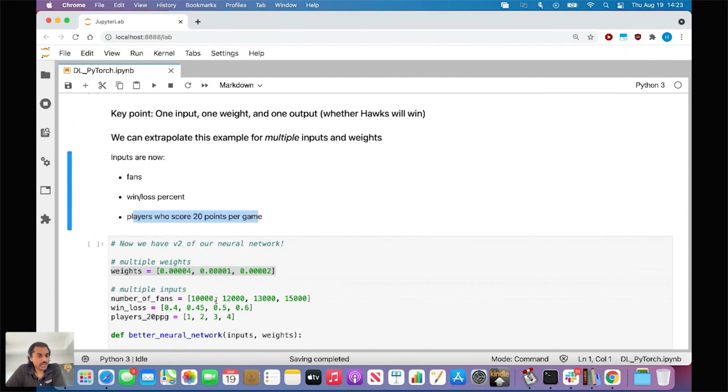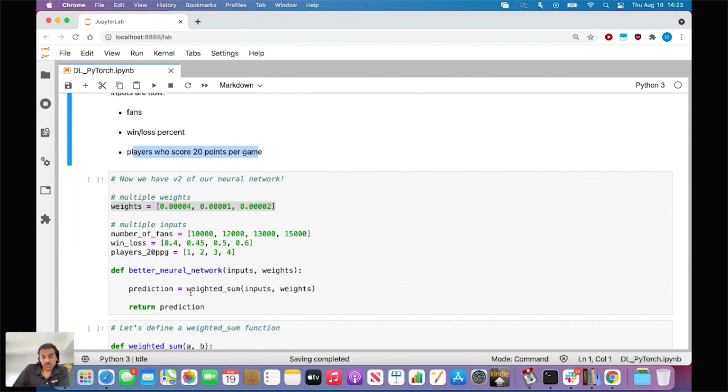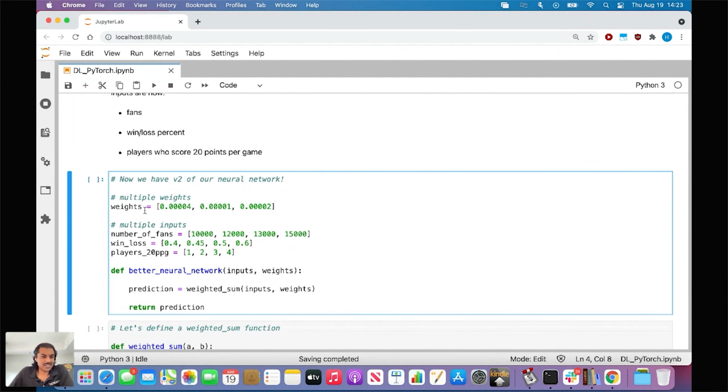Okay, so here I've modified this example slightly. Again, feel free to push back if I can clarify further. Here I have the weights, set up sequentially. This is the weight, same as before, for my fans. This is the weight for my win-loss percentage. And this is my weight for players above 20 points per game.